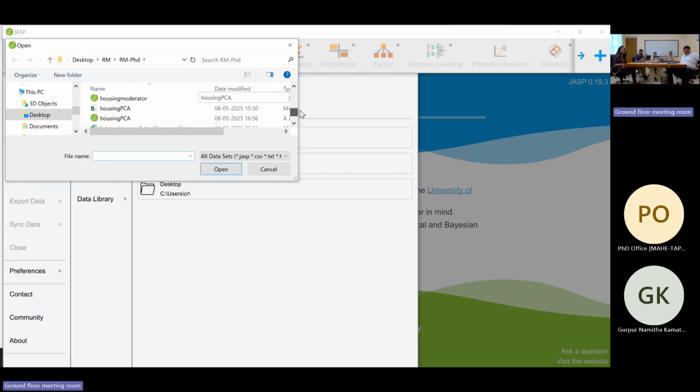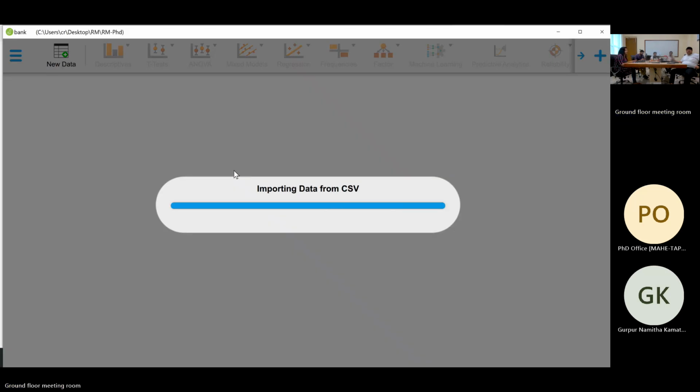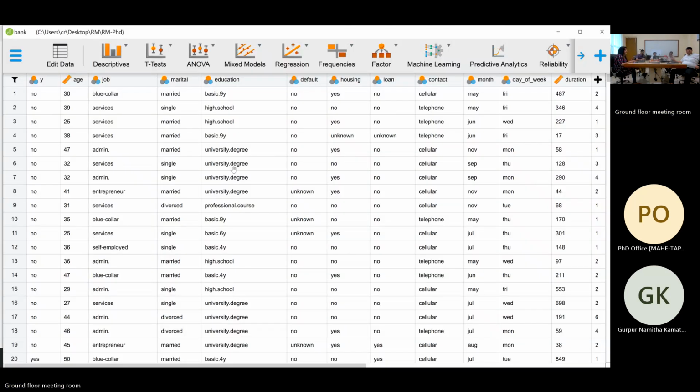Band here. I imported band.csv. Right, so my y was the dependent variable.